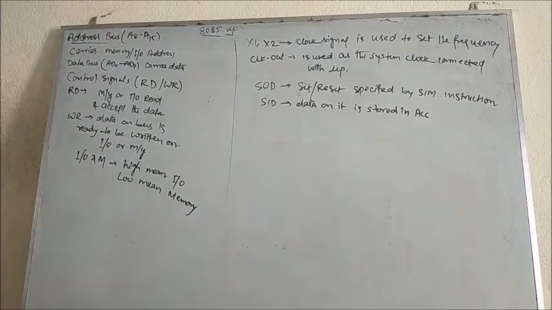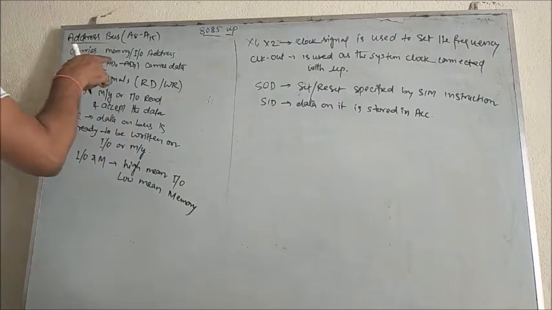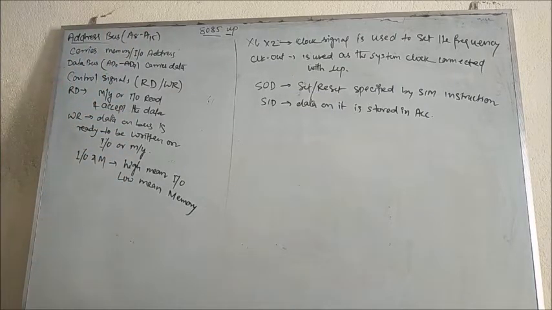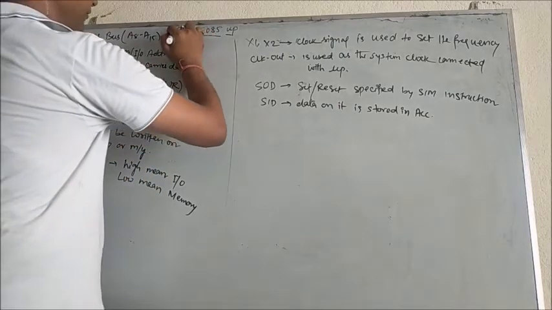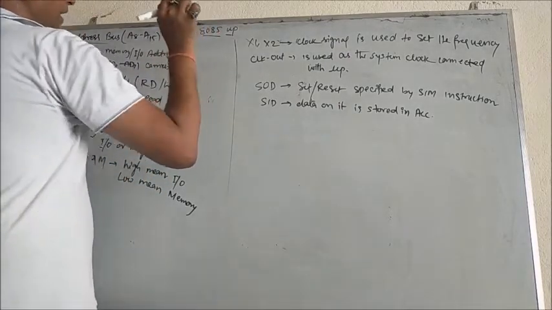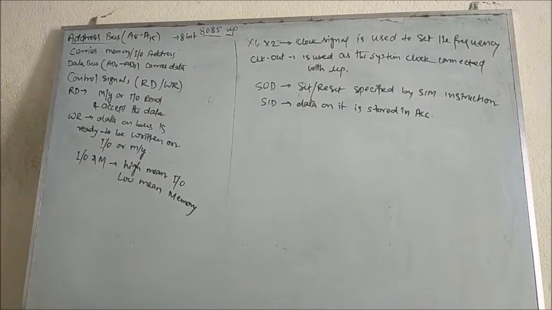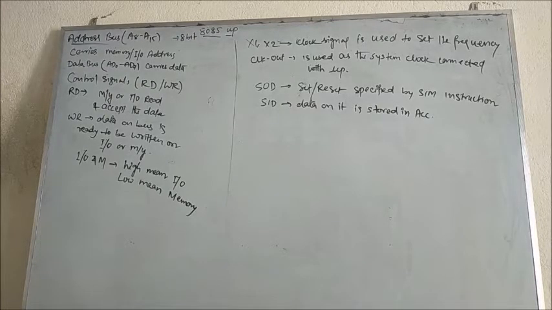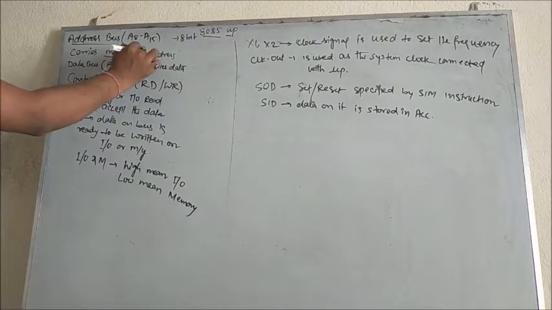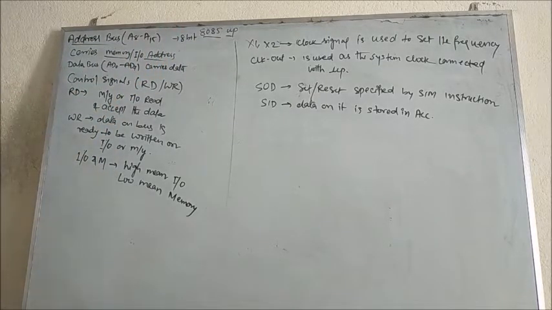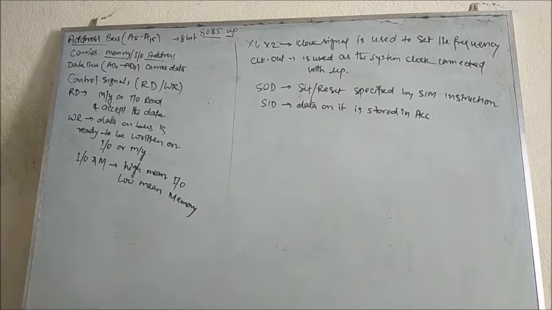What is the address bus? The address bus is assigned from A8 to A15, which is 8-bit, right? And these lines are responsible to carry the address of any data, right? It can carry your memory address or IO address, both, right? So the address of memory or the address of any IO is carried by the address bus, and the lines designated for that are A8 to A15.